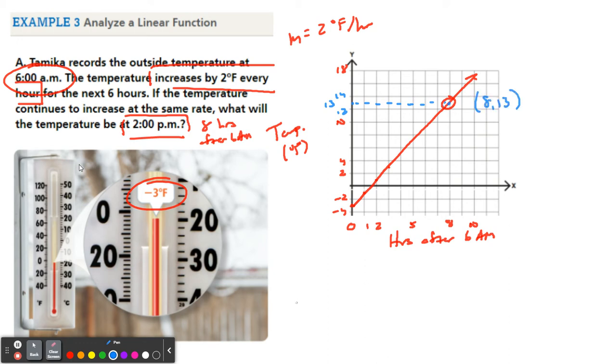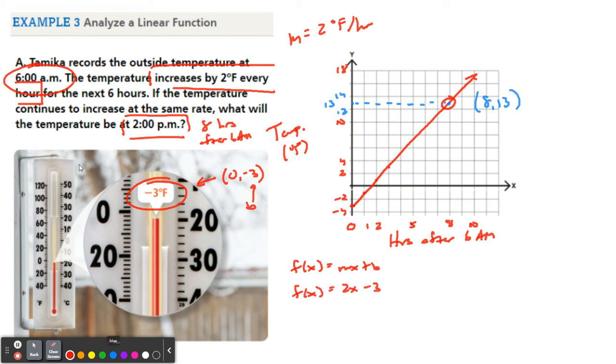Well, let's verify by creating an equation and plugging in our x value, right? So we're going to create our equation. f of x equals mx plus b. Again, it's just y equals mx plus b, but we replaced f of x with y. We know our slope. Our slope is 2. We know our b. This was the initial temperature. Our b is negative 3, the y-intercept. So our function f of x equals 2x minus 3.